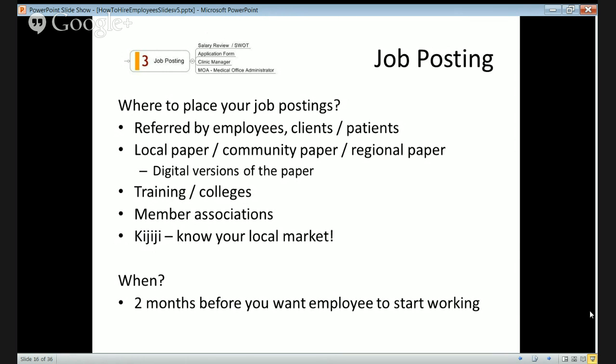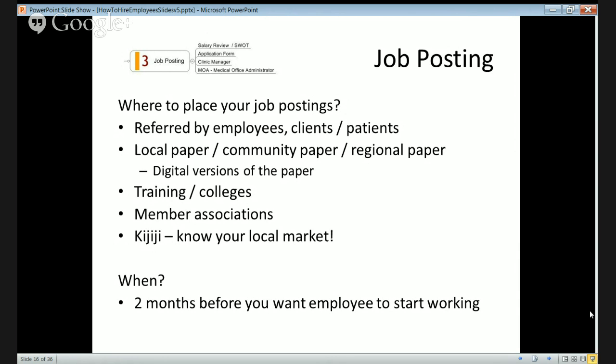But you need to know your local market. So be aware of where people are currently placing their ads, where they're getting their success, and talk to similar industries in your region to find out where they find their employees.